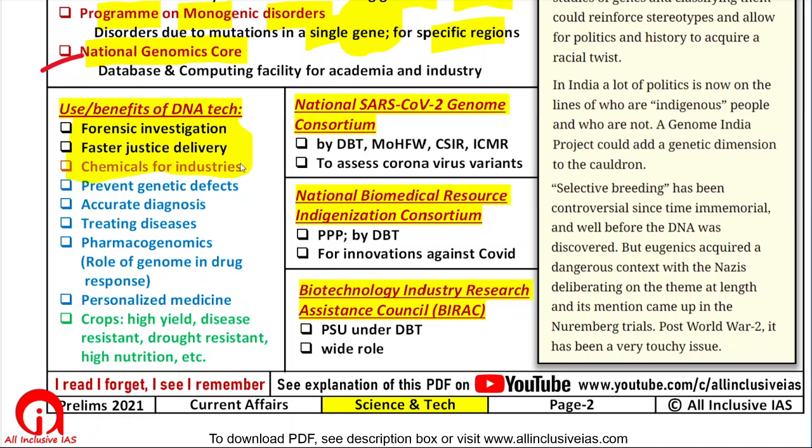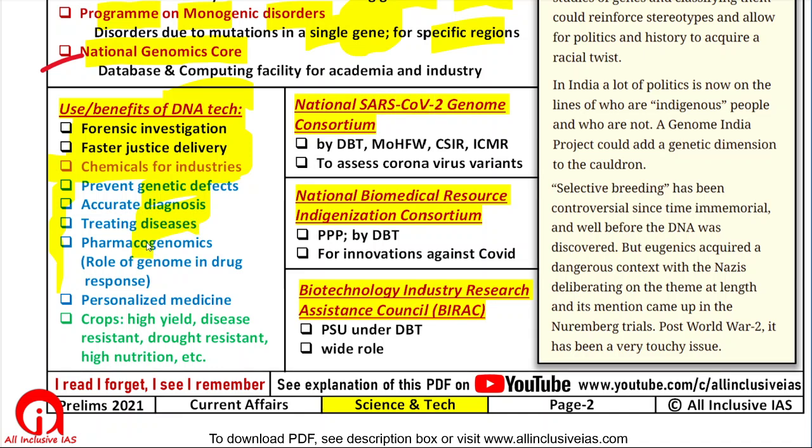Chemicals for industries. Many chemicals are secreted by many organisms, and if you modify the genetic structure of an organism, you can get the desired chemicals also. So different chemicals you can get by DNA tech. Some health benefits: through DNA tech, genome sequencing and other things, we can detect diseases, we can prevent them, we can treat them.